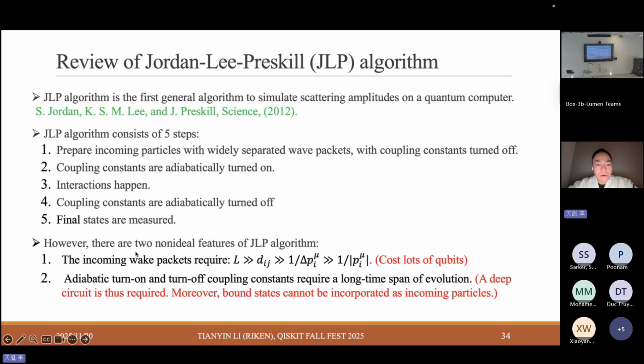However, there are two non-ideal features of the JLP algorithm. Firstly, because we need to prepare the wave packet of the incoming particle, we need lots of qubits to do this. Also, adiabatically turning on and off the coupling constant requires a long time span of evolution, which means we need a lot of gates to do this.